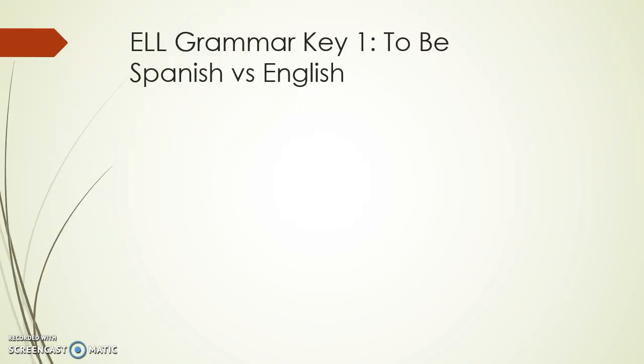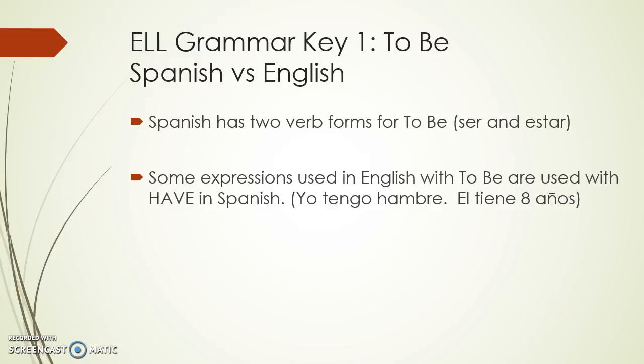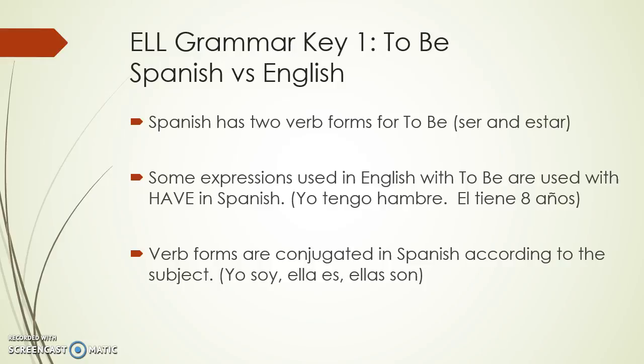Another way to understand the verb to be is if we compare it with Spanish. Okay, the verb to be in English has two forms in Spanish, ser and estar. These two forms become one when we teach English, and sometimes students have a difficulty with that. Some expressions used in English with to be are used with have in Spanish. Yo tengo hambre, él tiene 8 años, as we saw before.